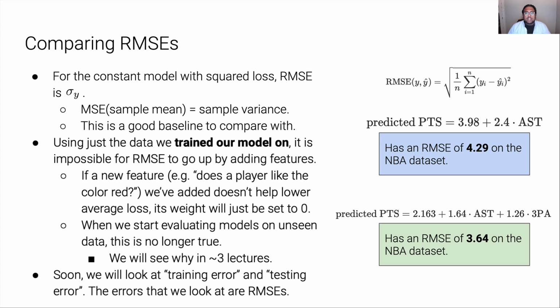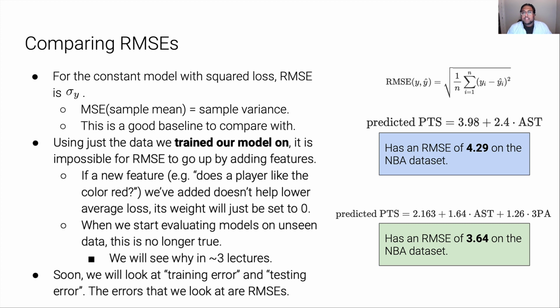Now, one thing to note is that using the data that we have available to us, as we add more features, our root mean squared error will never go up. And this is because if we add on a new feature that doesn't help reduce mean squared error on our data set, the optimal model parameter for that feature may be very close to 0 or actually equal to 0.